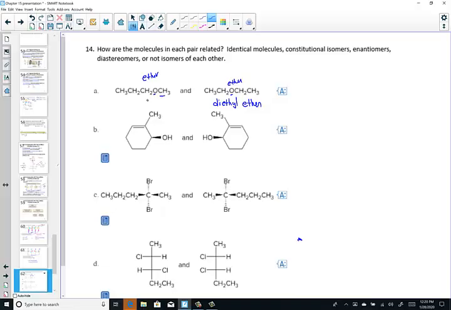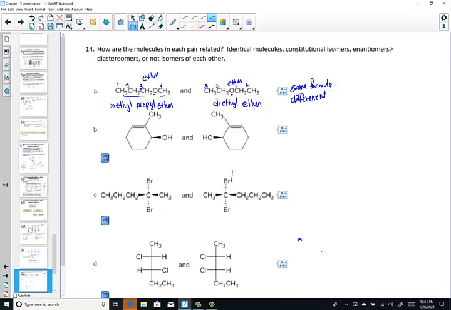Here I have a methyl and a propyl. So this would be methyl propyl ether. They do have the same number of carbons. There's 4. They're just arranged in a different order. So they have the same molecular formula, different connectivity, and no chirality. There's nothing chiral about it.